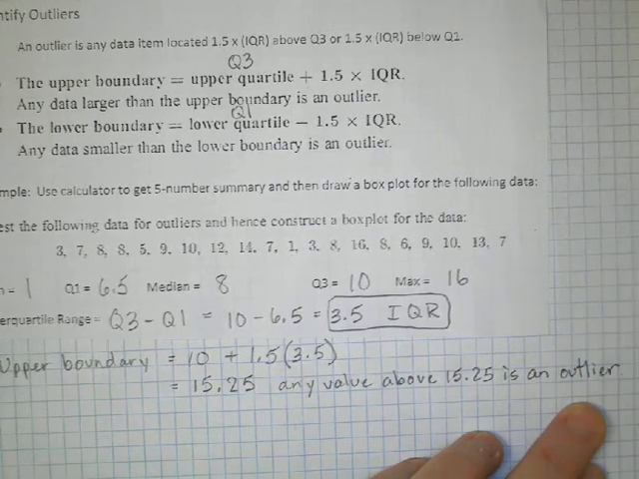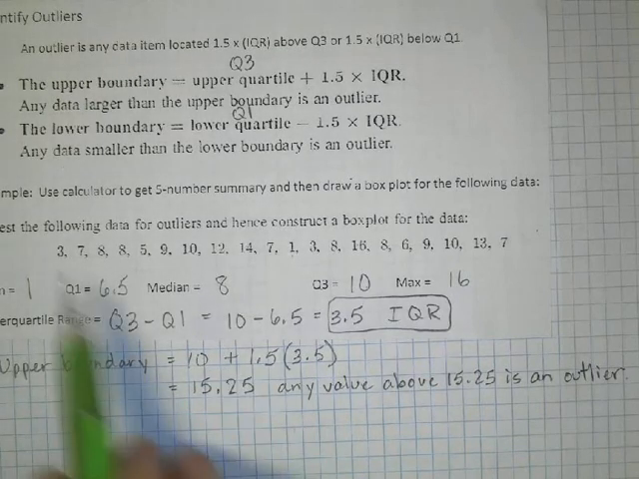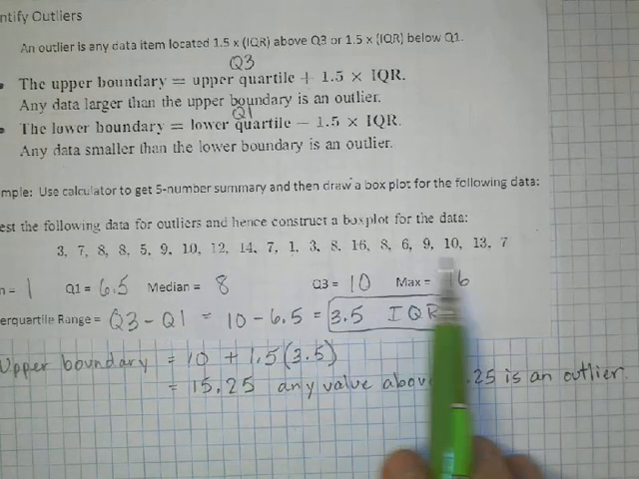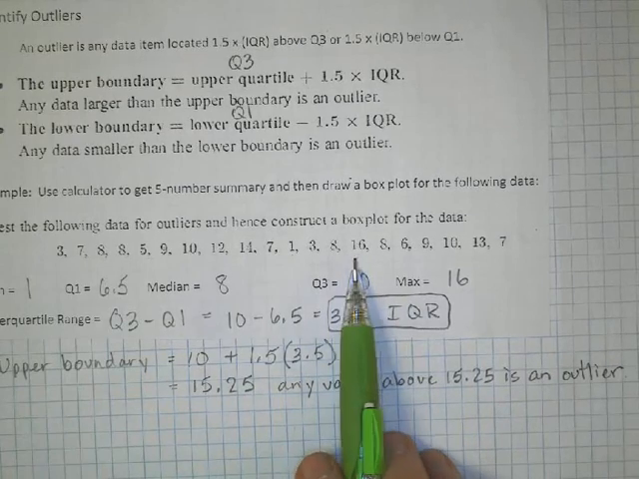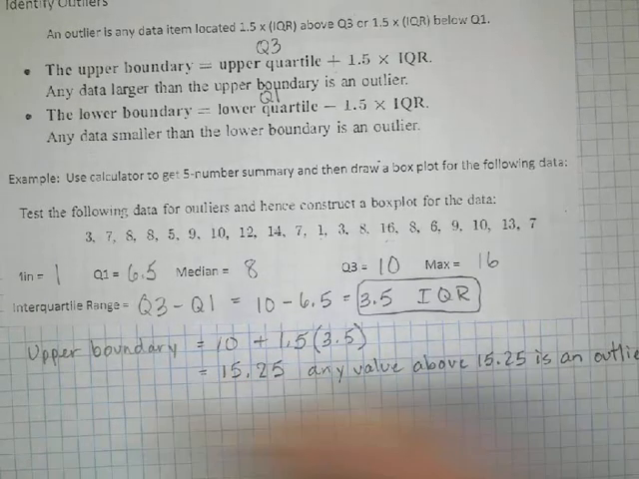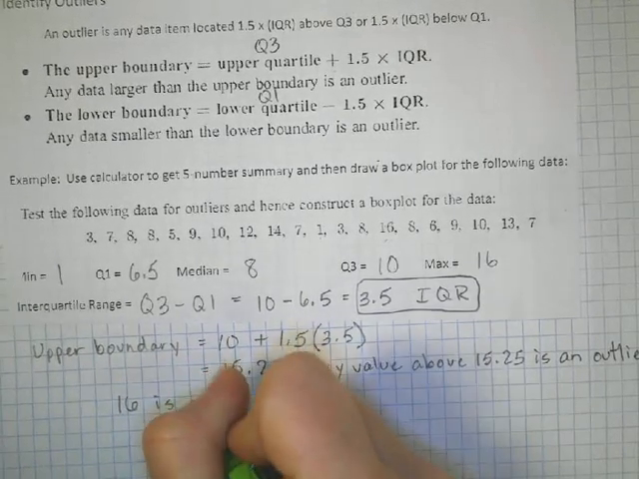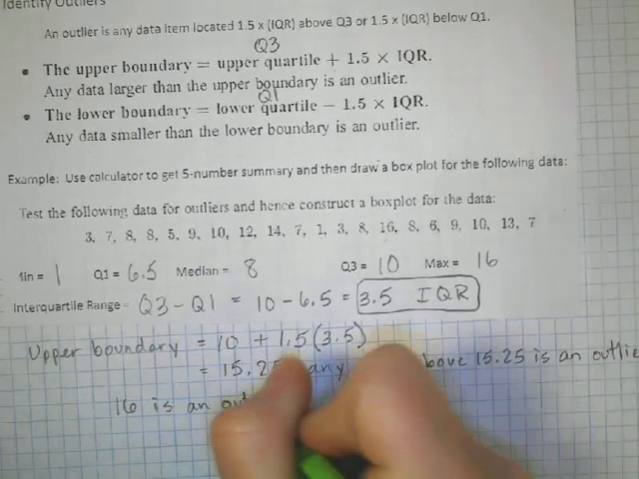So do I have any values that are above 15.25? So if I look at my list above 15.25, yeah, the 16. So this 16 here is an outlier. So I've done my test and I've determined that the number 16 is an outlier. That data value is an outlier.